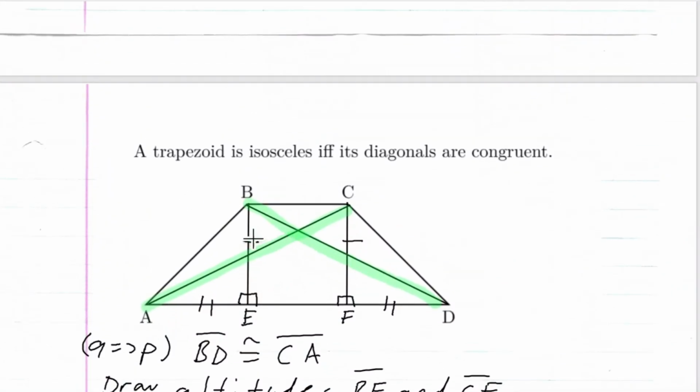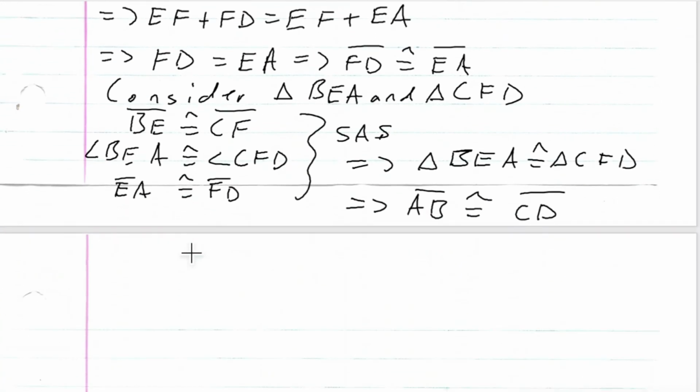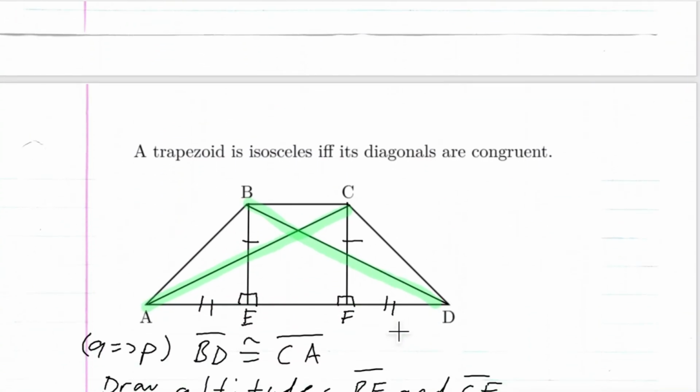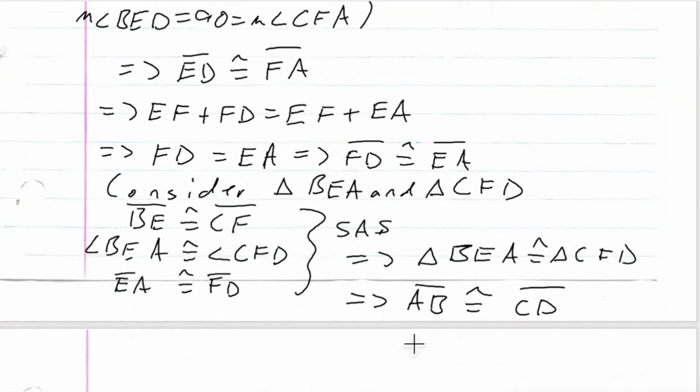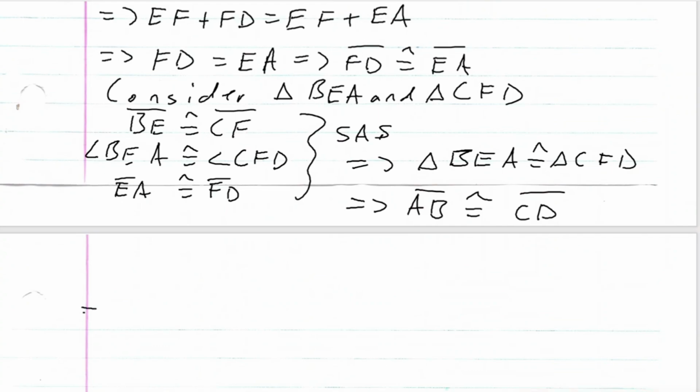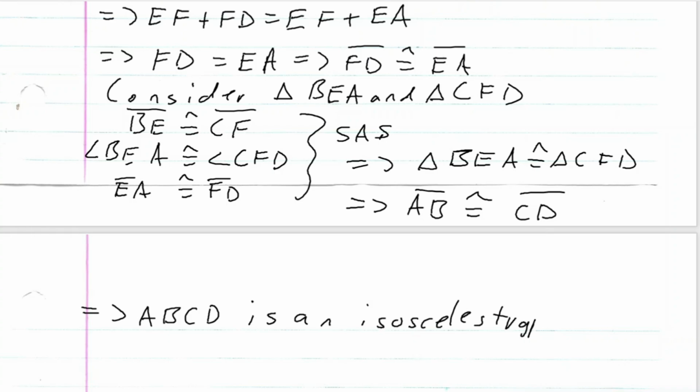Right? And if this is a trapezoid where AB is congruent to CD, right? So let me put that here. AB is congruent to CD. That means we're dealing with an isosceles trapezoid and we're done. So this implies that ABCD is an isosceles trapezoid. And that is the proof.